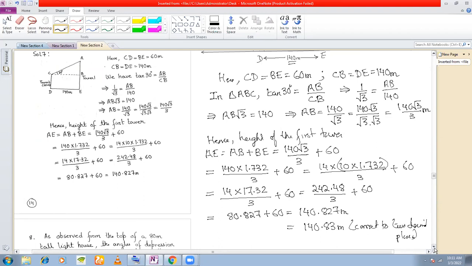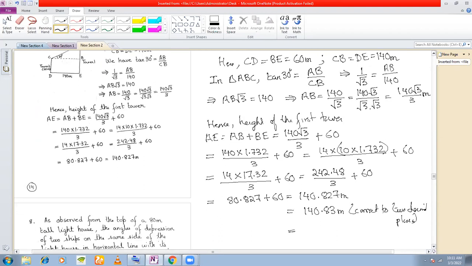And if they ask you correct to the nearest whole number, then how will you convert this to a whole number? If you see 140.827 is greater than 140.5, right? That means you can write this as 141 meters. Correct to the nearest whole number.